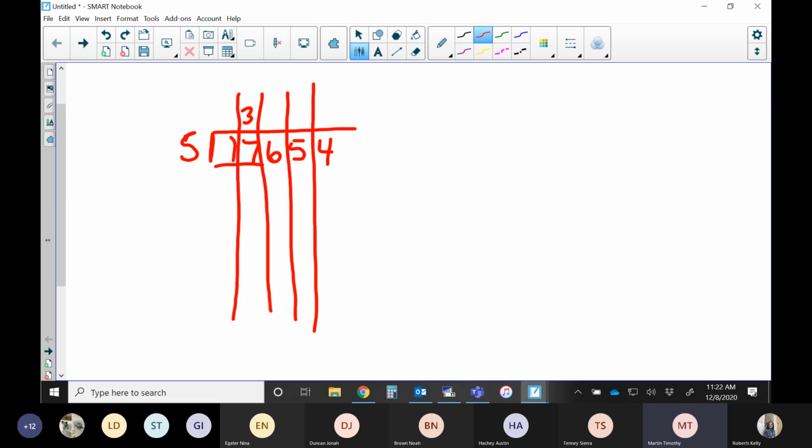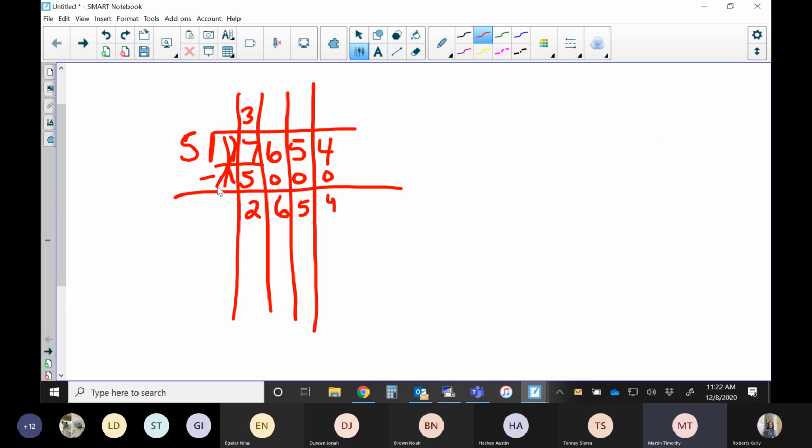Should go into it 3 times. 5 times 3 is 15. Some people make those zeros right there, which is fine. And then you do the subtraction. 4, 5, 6, 7 minus 5 is 2. And then this cancels out.